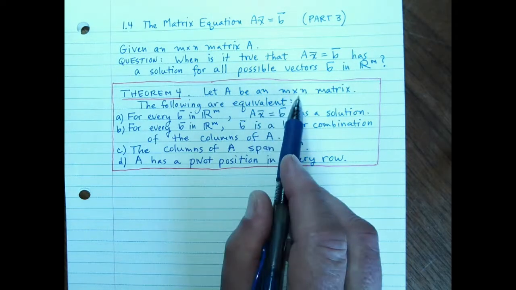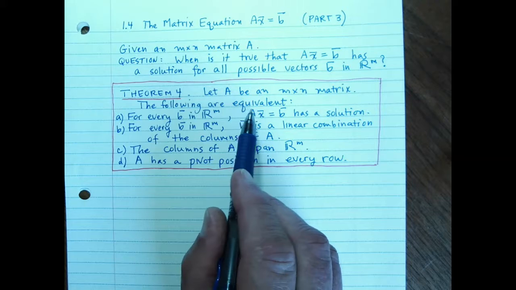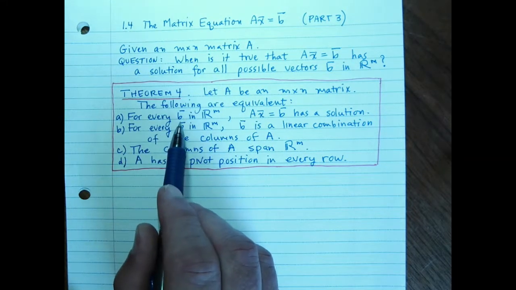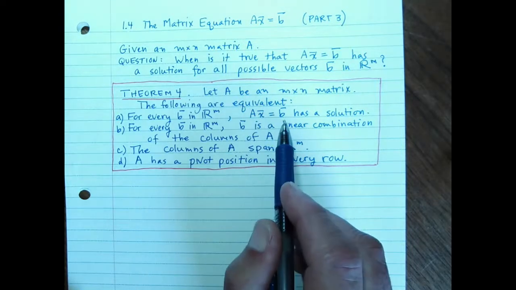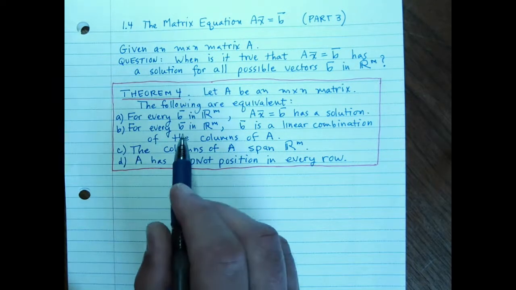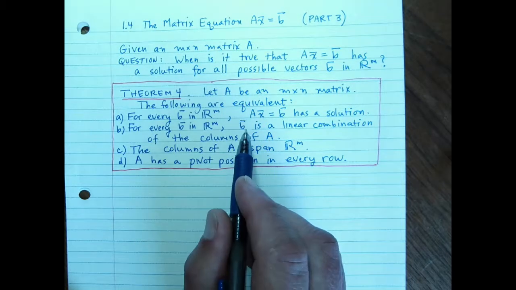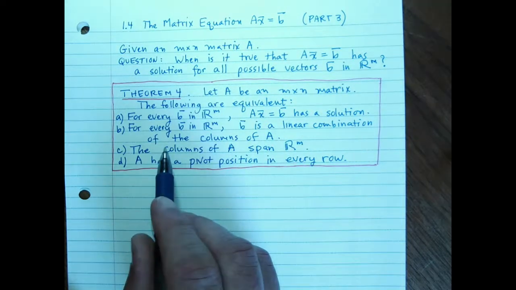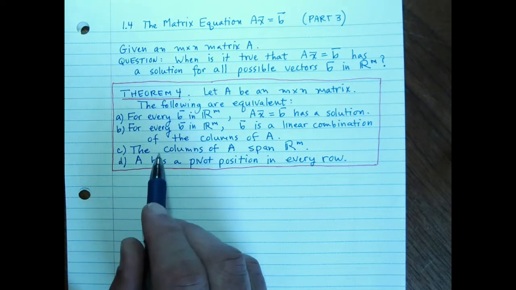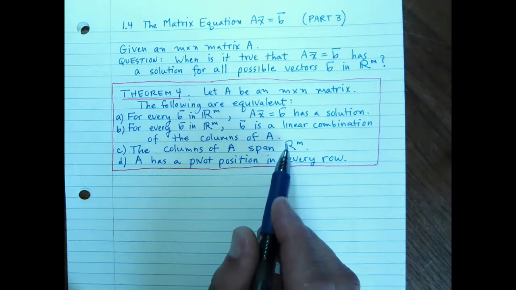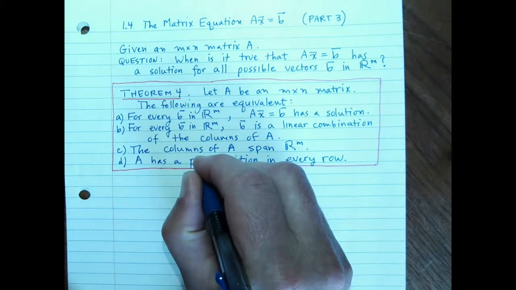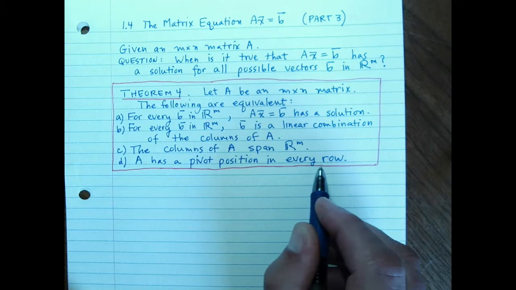Let A be an m by n matrix. The following are equivalent. A, for every b in Rm, Ax equals b has a solution. B, for every b in Rm, b is a linear combination of the columns of A. C, the columns of A span Rm. And D, A has a pivot position in every row.